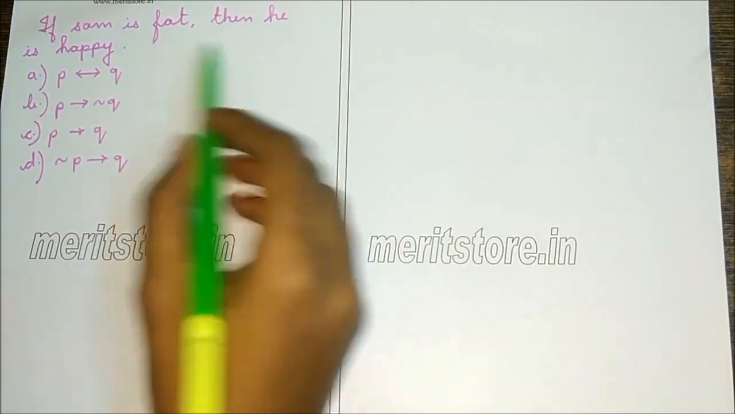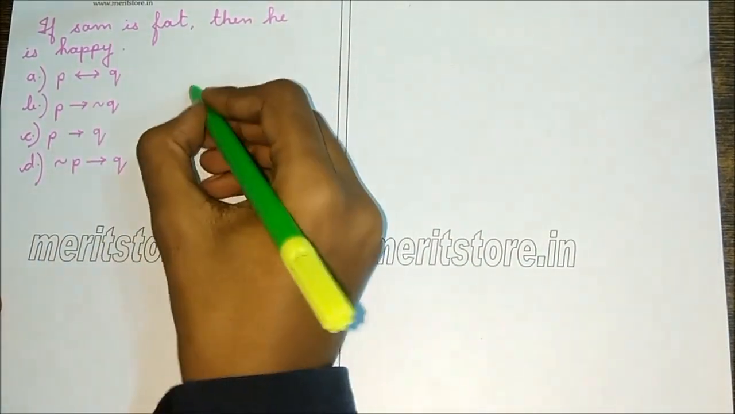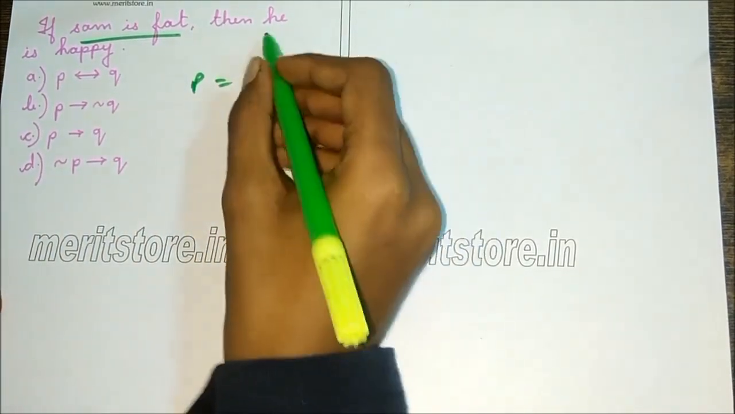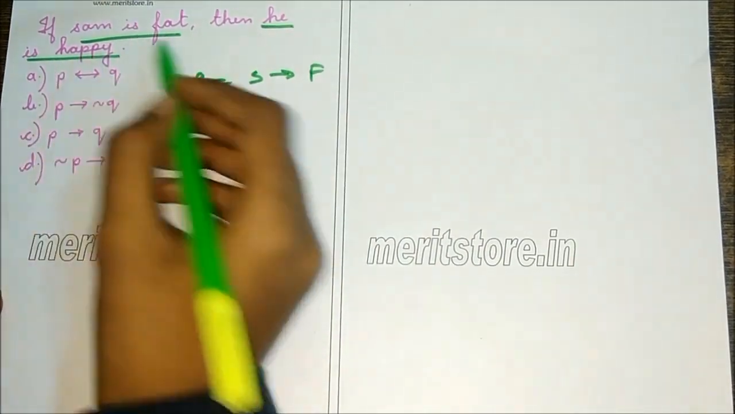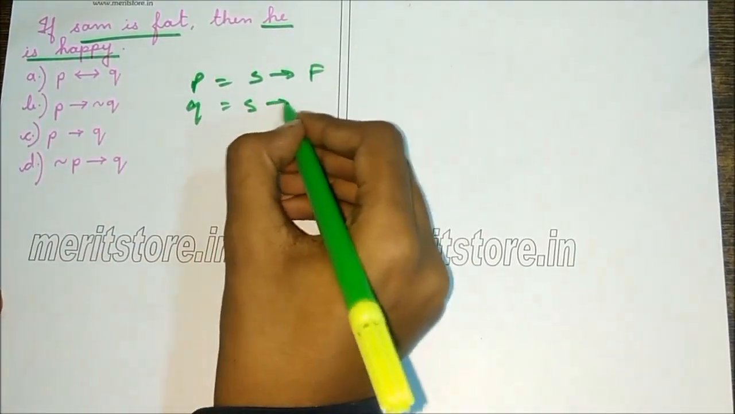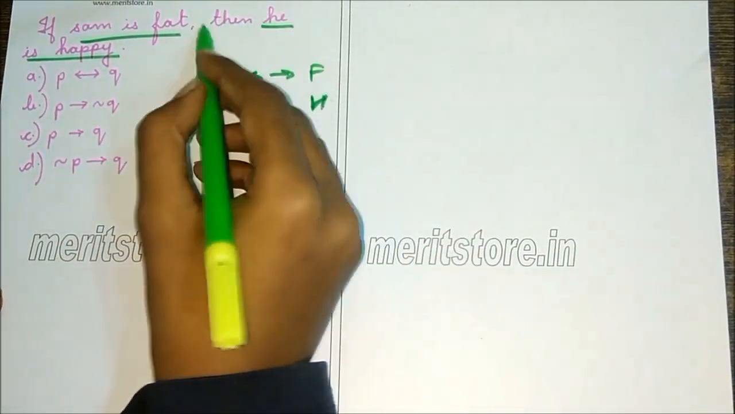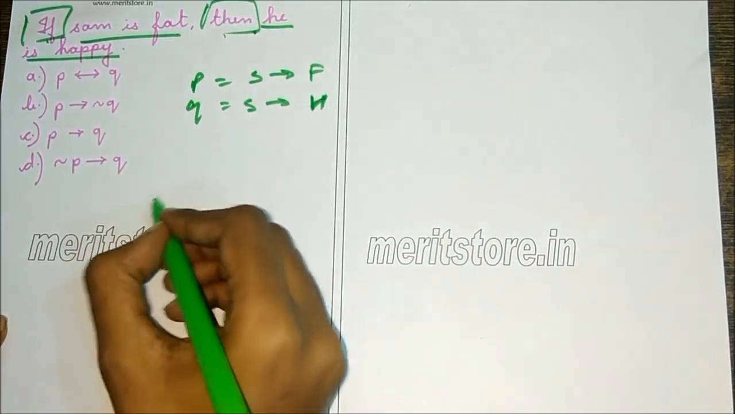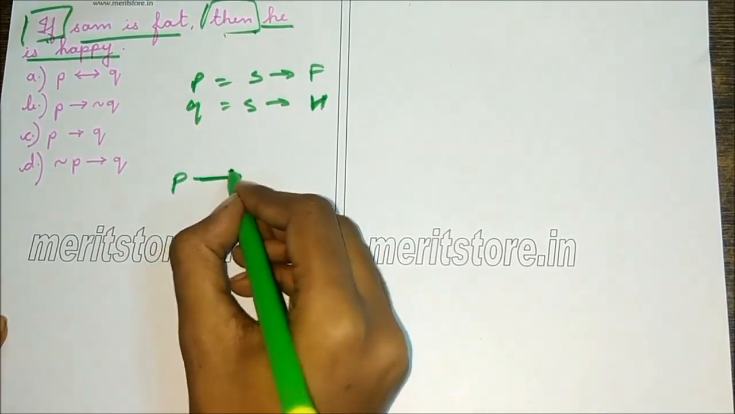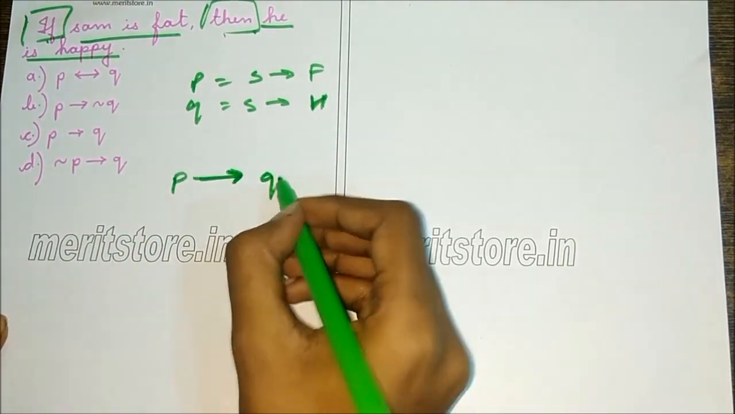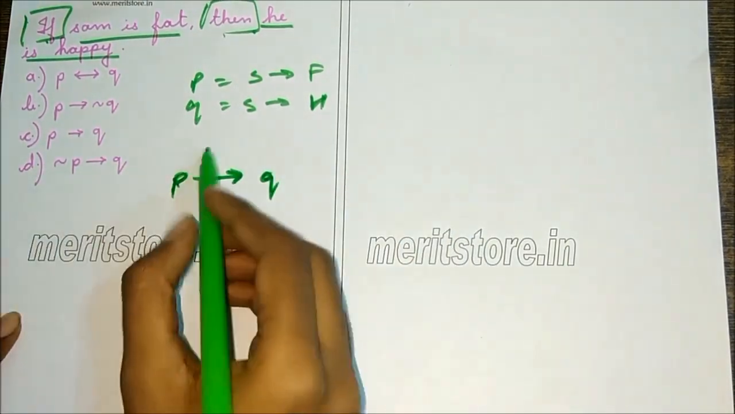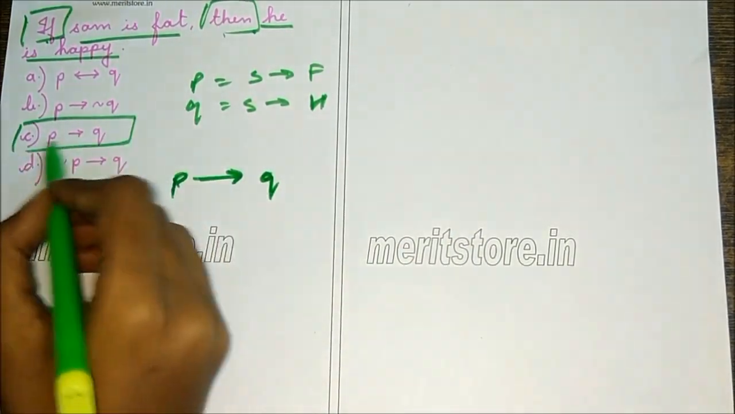Next statement is if Sam is fat, then he is happy. This statement is P, which states Sam is fat, and this statement is Q, which says Sam is happy. They are combined by a conditional statement, which is if-then. So this can be written as P arrow Q. So P is a conditional for Q. So the answer is C.